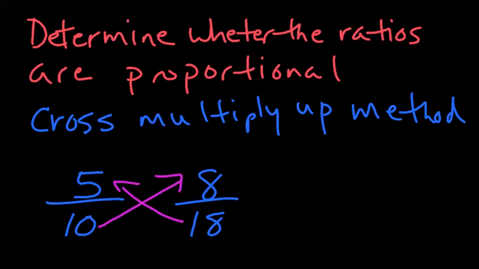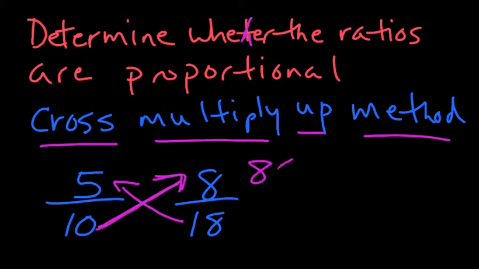Determine whether the ratios are proportional. This is the first kind of problem you're going to see. The way you work it is you cross multiply up. This is called the cross multiply up method. So you say 10 times 8, well that's 80, and 18 times 5. That is, let's see, 10 times 5 is 50, 8 times 5 is 40, that's 90.